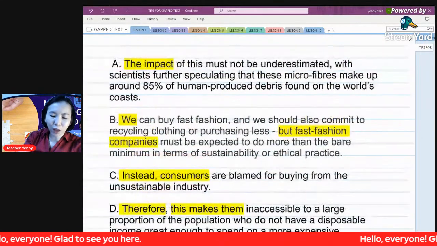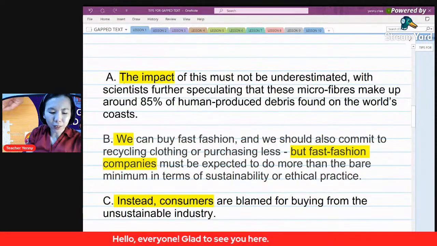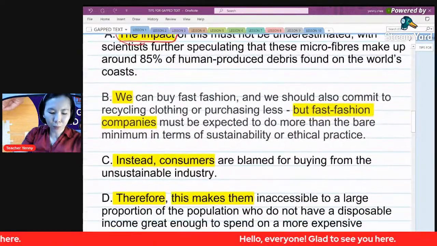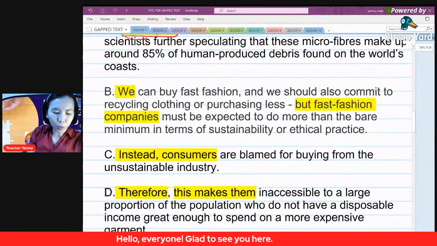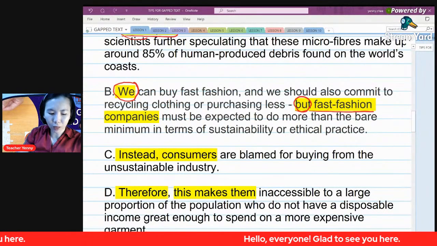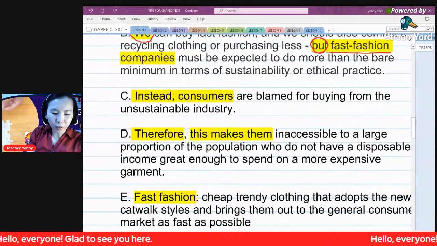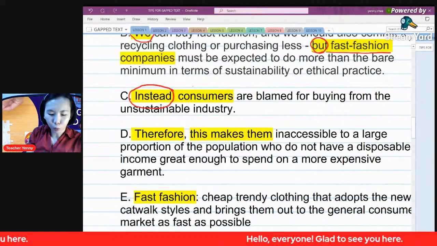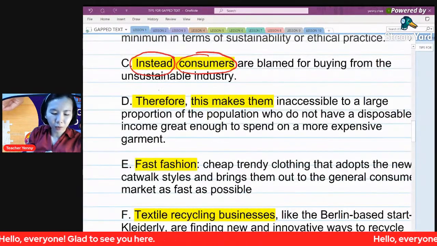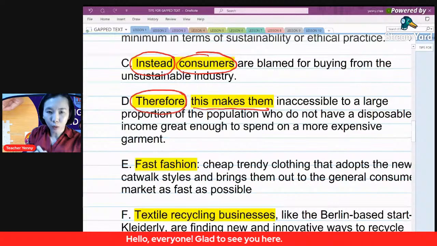Okay, let's look at the first one, the impact of this. So the main reference would be the impact. Okay, it's the impact that you're talking about. All right, next sentence, B, we can buy fast fashion. So we is the reference, and then don't forget the linker, but. So fast fashion companies must be expected to do more. And then the next one, you have to look at the linker instead. All right, and then the pronouns would be consumers, or the nouns. Next, therefore, the linker, you need to highlight. This makes them. Okay, so that would be the reference words.